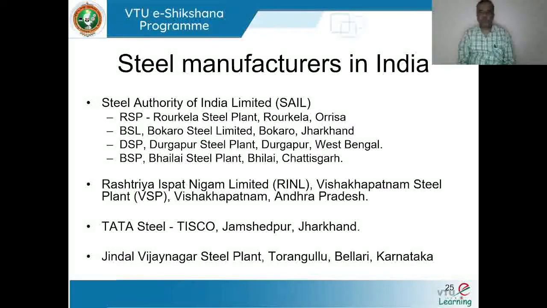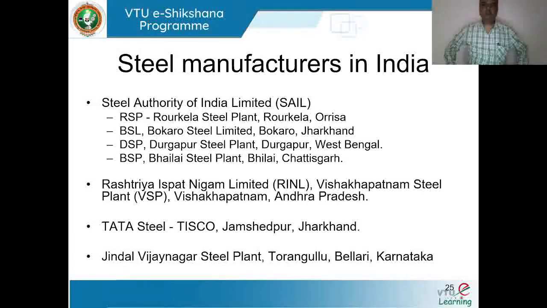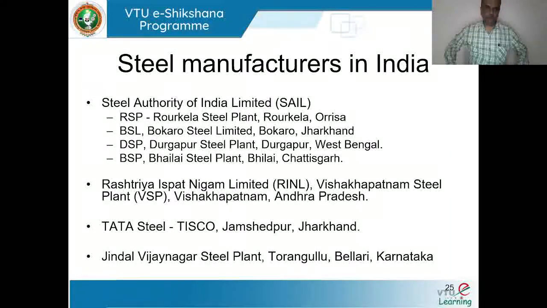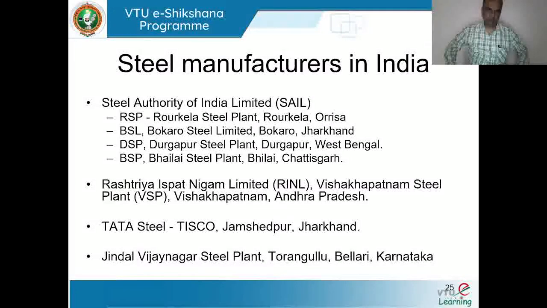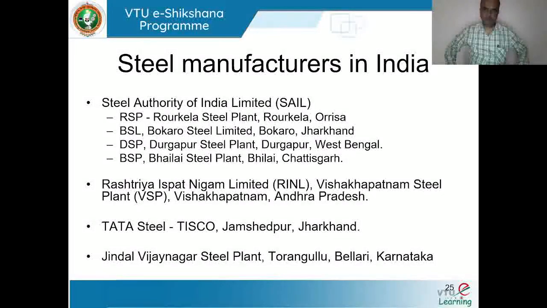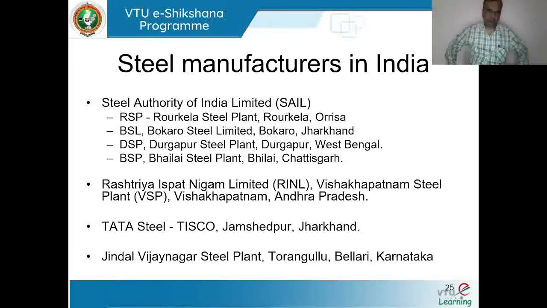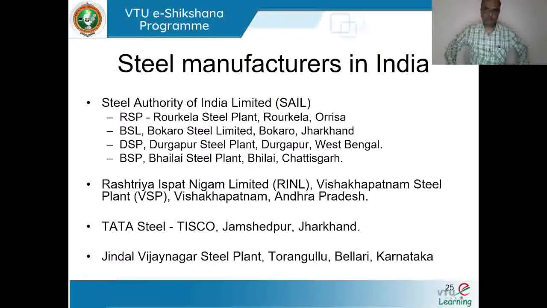Another important thing we should know is about the different manufacturers in India who produce steel. In fact, we have one popular steel manufacturing company, SAIL, Steel Authority of India Limited, and we have RSP, Rourkela Steel Plant in Orissa. We also have Bokaro Steel Limited in Jharkhand, Durgapur Steel Plant in West Bengal, and Bhilai Steel Plant in Chhattisgarh. We also have Rashtriya Ispat Nigam Limited, Vishakhapatnam Steel Plant, producing different types of steel sections.